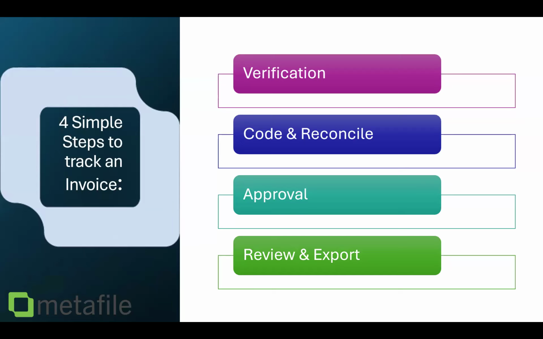So really it's 4 steps. We've simplified it, like I mentioned. So there's a verification stage where you're going to validate the information. You're going to code or reconcile it based on if it's a non-PO document or if it's a PO document. You're going to send it for approval, again, as little or as many approvals as you see fit based on perhaps the dollar value or the importance of that invoice. You're going to review it, and then you're going to export it to your ERP.